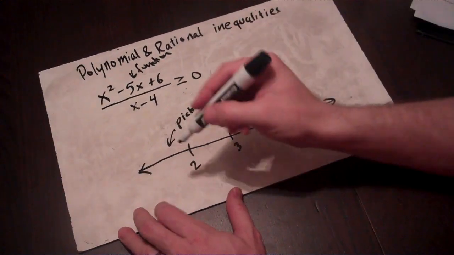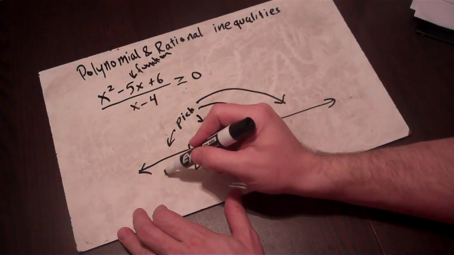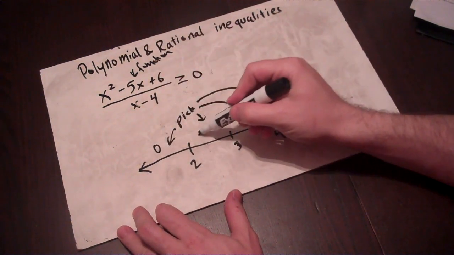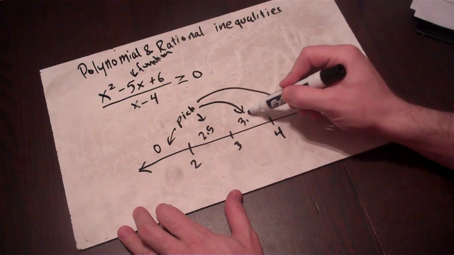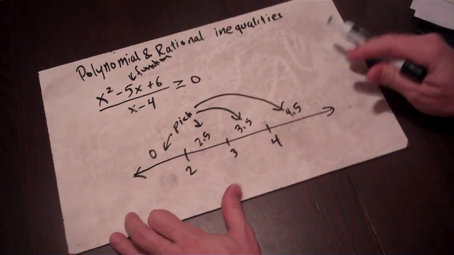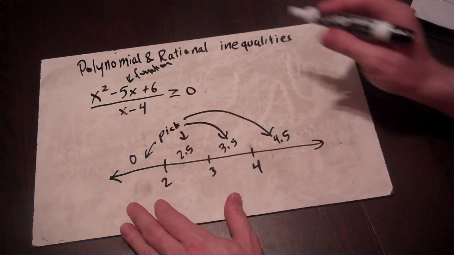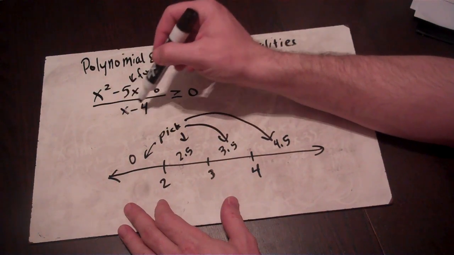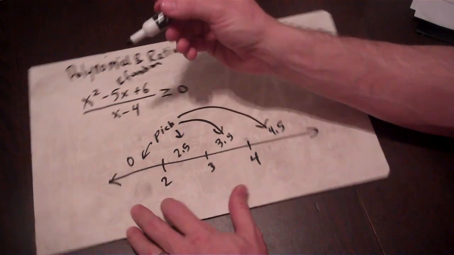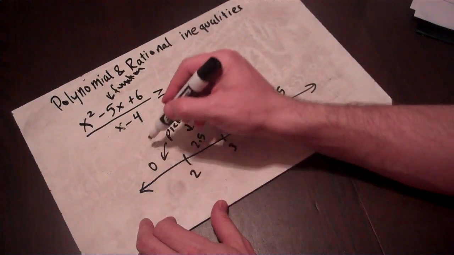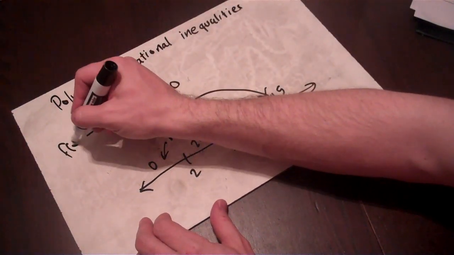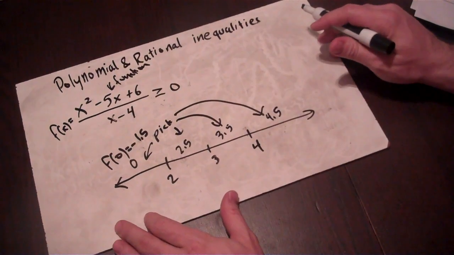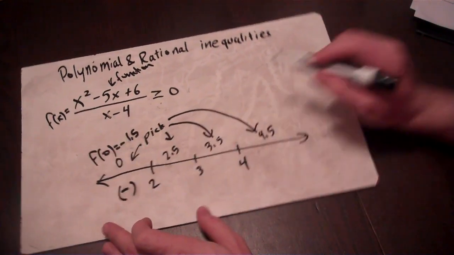So what we'll do is we'll plug in something like, maybe I'll plug in 0. So I'm going to put my picks above 0, maybe 2.5, maybe 3.5, and maybe 4.5. Then I'll plug it in. So when I plug in 0, I get 0 minus 0 plus 6 over 0 minus 4, so I get 6 over negative 4, which is negative 1.5. So I'm going to call this my f of x. f of 0 is equal to negative 1.5. So that means it's negative. I'm going to put a negative underneath that.